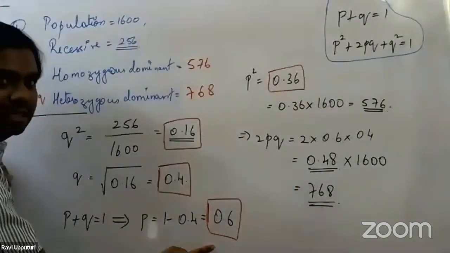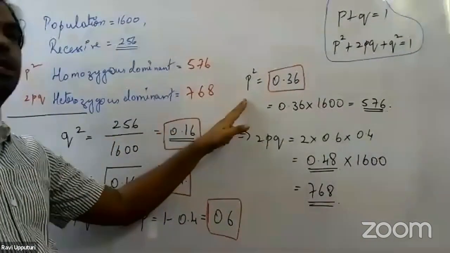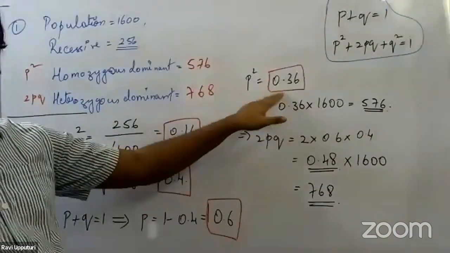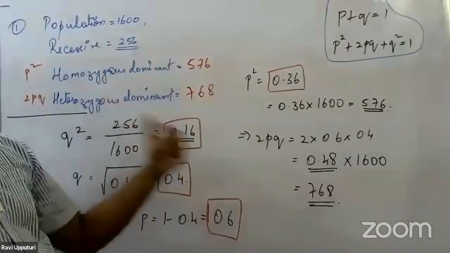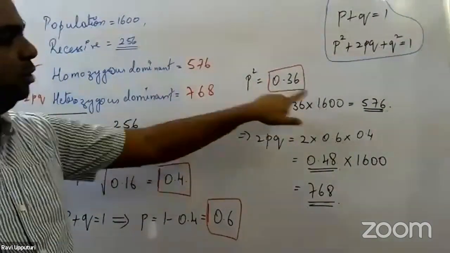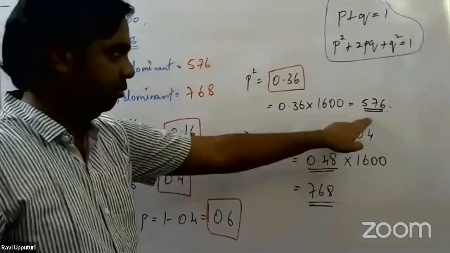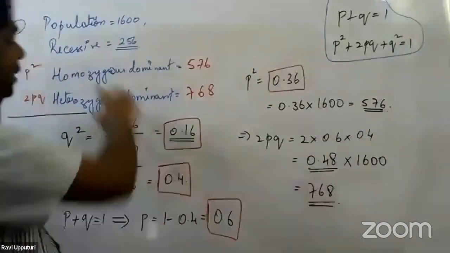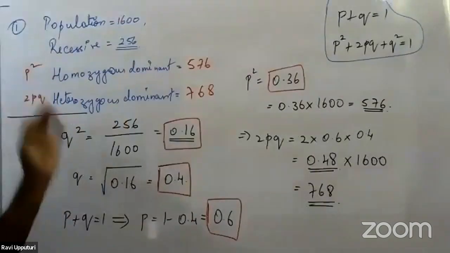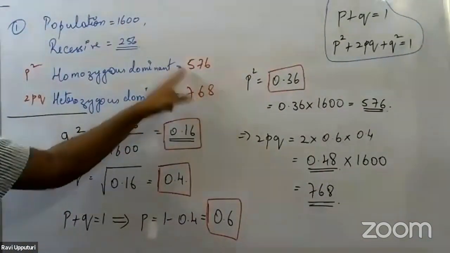The frequency of the dominant allele would be 0.6. From the frequency of the dominant allele, we start calculating the frequency of the homozygous dominant genotype, 0.36. From this, the total number of homozygous dominant individuals in the population is the frequency times the total number of individuals in the population. That would give us 576. So among these 1600 individuals, the total number of homozygous dominant individuals would be 576.